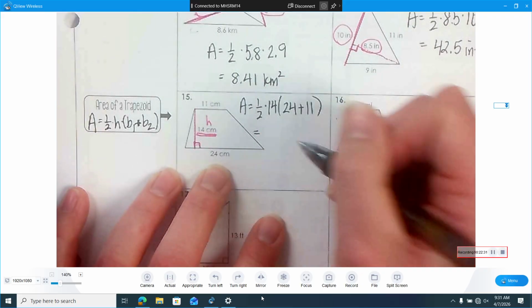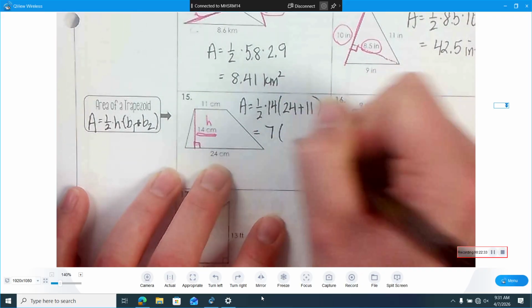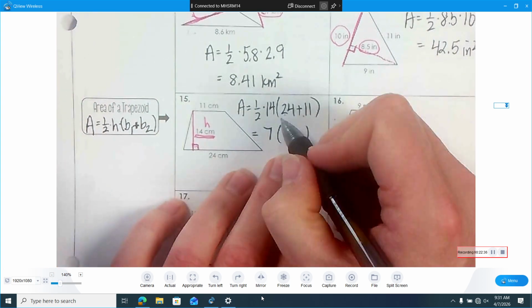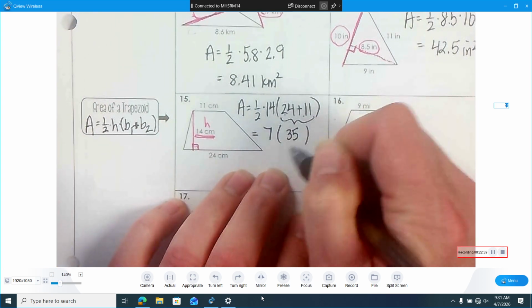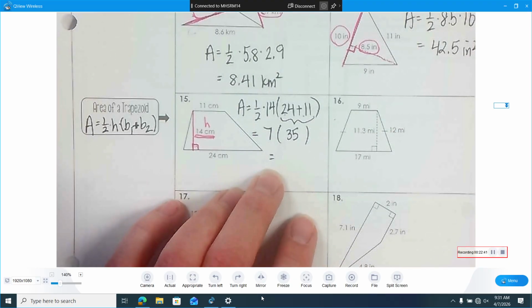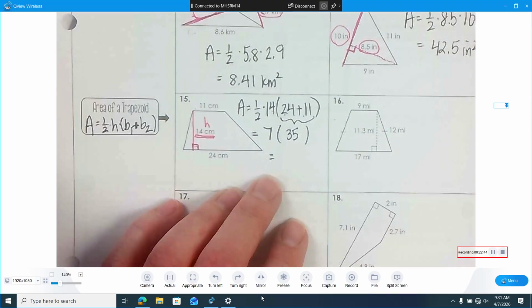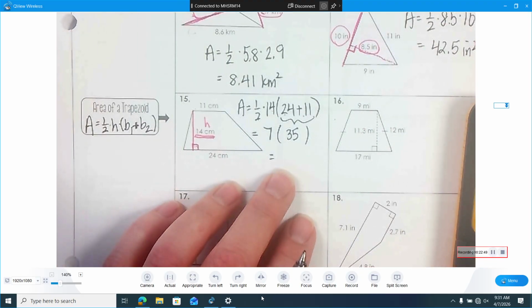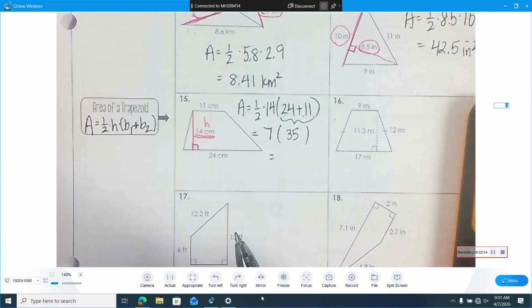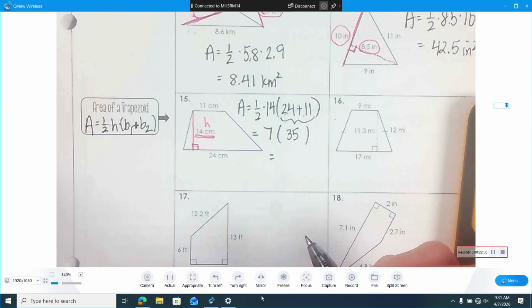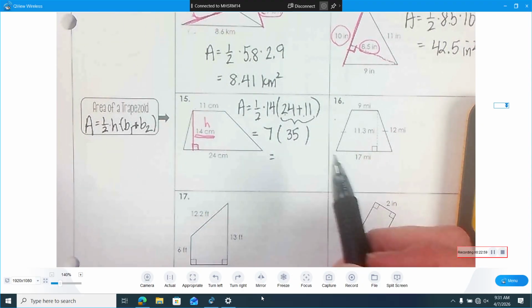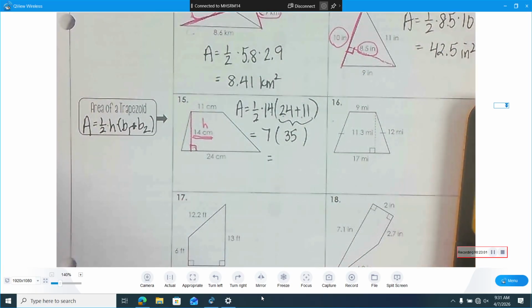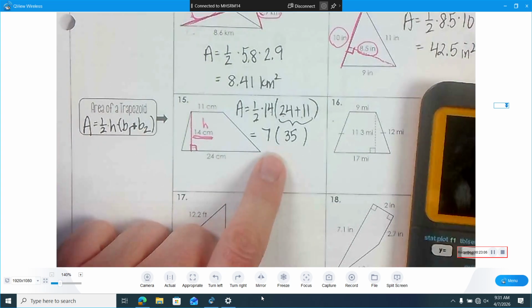What's half of 14? 7. And then what is 24 plus 11? 35. So just so you know that you can do math in your head. Half of 14. That's kind of nice. Why did I need to add the 24 plus 11? You could do it that way, yeah. I've already taken care of the divide by 2 part. But the parentheses, order of operations, you remember that? Oh, so long ago.